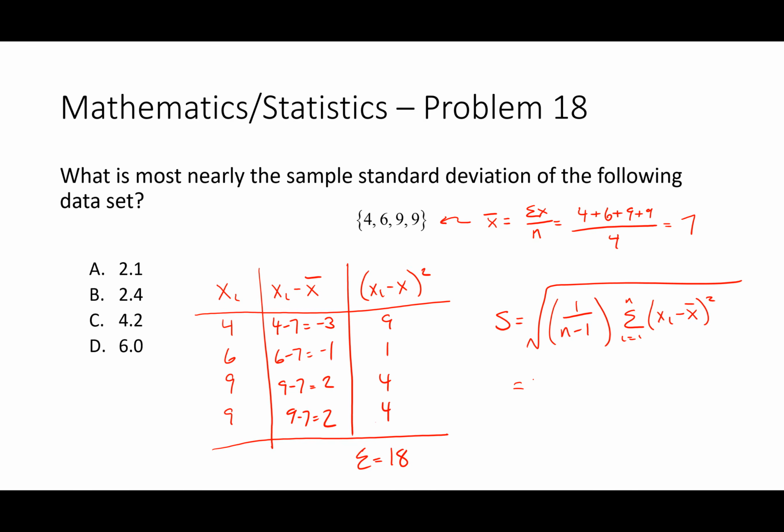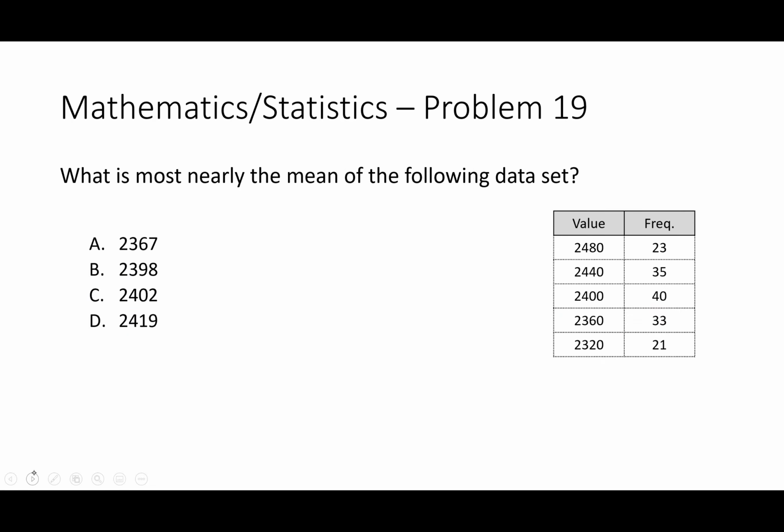And so you're just going to get 1 over 4 minus 1, which is 3, times this sum, which is just 18. I know it seems intimidating, but it's really just the square root of 6, and the square root of 6 is something like 2.4. Looks horrible. Really isn't. Really is pretty straightforward.